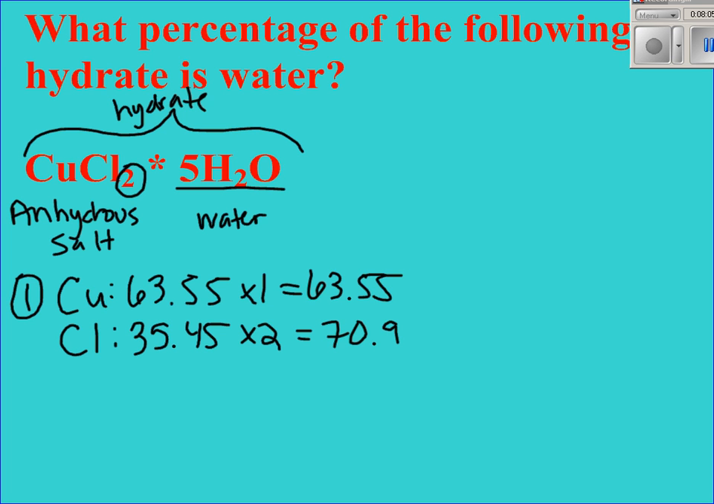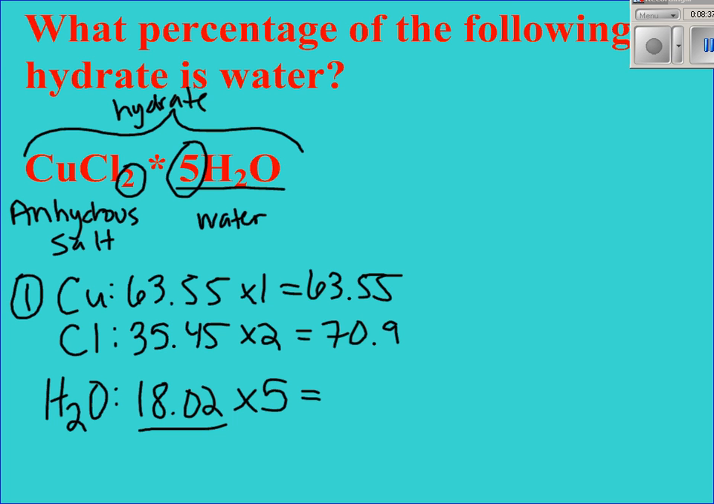The final part is the water. Now here is a simple, easy way to do the water part. We can lump the water together since we remember water has a molar mass of 18.02. By remembering this molar mass for water, it will make a lot of our calculations for hydrates go a lot faster and simpler. Our formula says that I have 5 of them, and therefore I'm going to multiply 18.02 by 5. Our total molar mass for the water part is going to be 90.1.